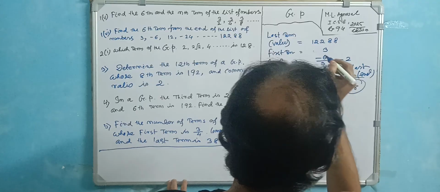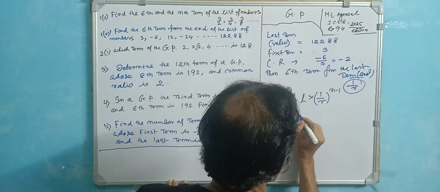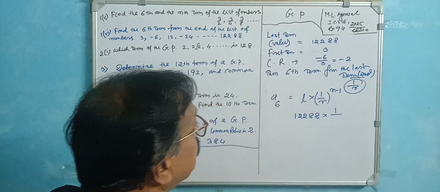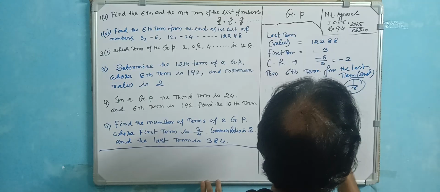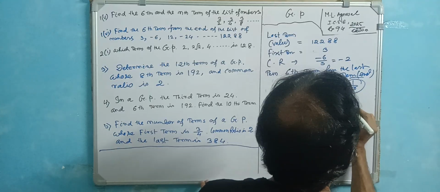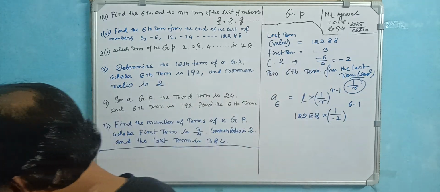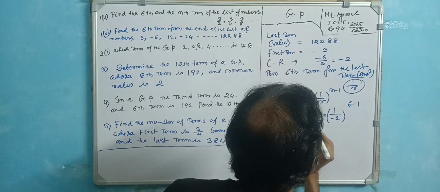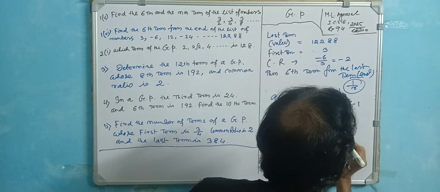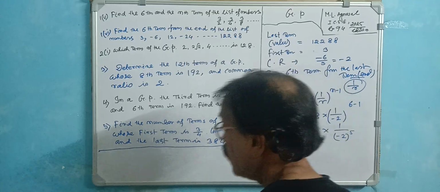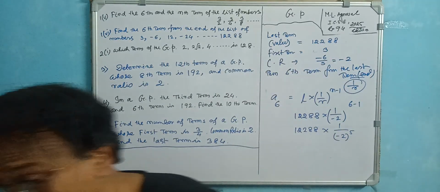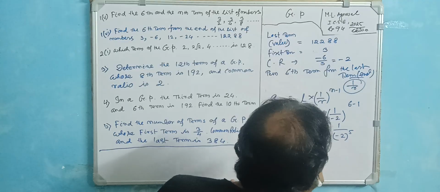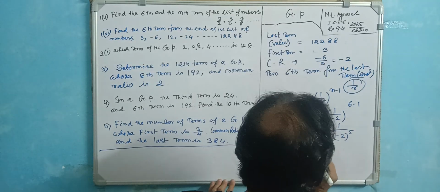Here A is the value of the last term, 12288, into R, which is minus 2, and n is 6, 6 minus 1. So this is 12288 into 1 by minus 2 to the power 5. Minus 2 to the power 5. In this case, you know the indices: this is minus, so the ultimate answer is minus actually.